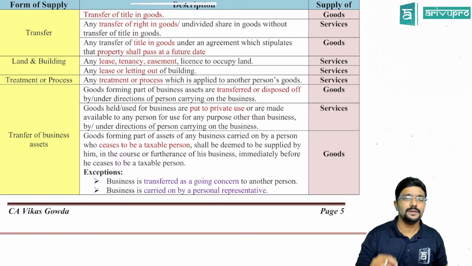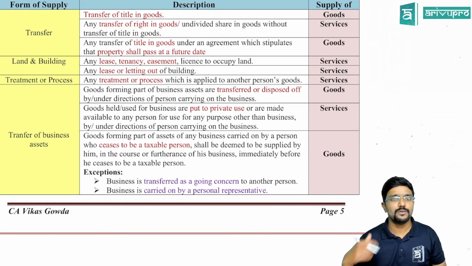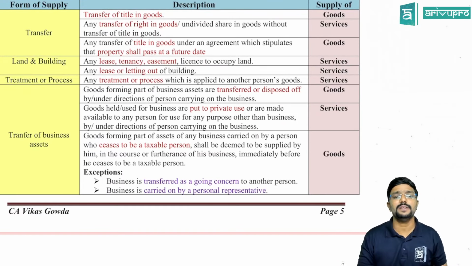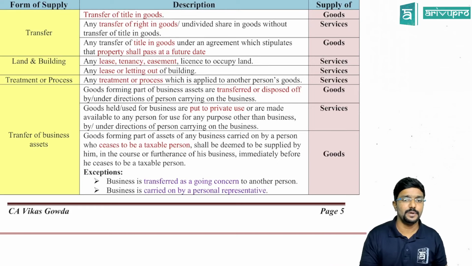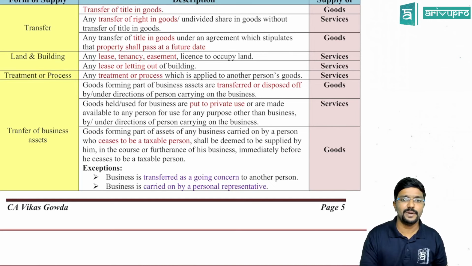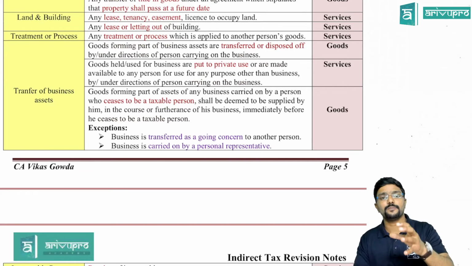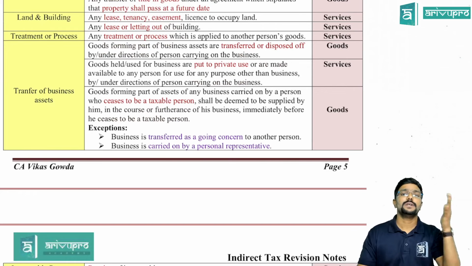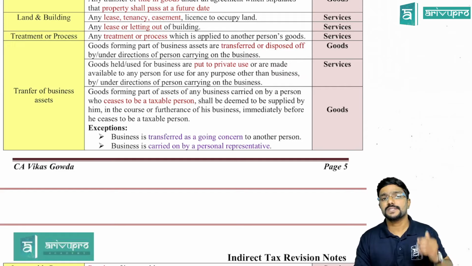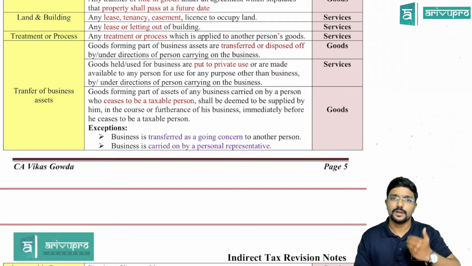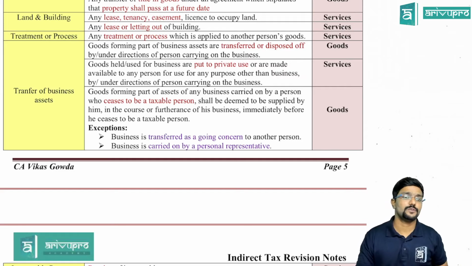Then land and building. If land and building is rented out, lease or tenancy is given, then it is always a supply of services, including land as well as building. Any lease or letting out of building is always a service. Then treatment or process. If a person is carrying out any treatment or process for someone else's goods, it is always a supply of services, like stitching, tailoring services or dyeing services, and so on.